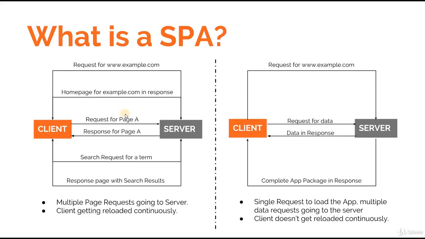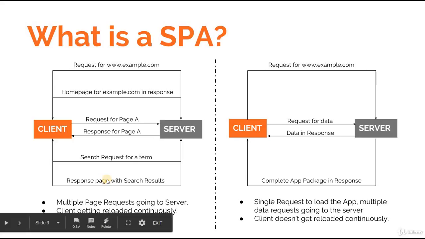Now, say there is a search bar on page A wherein the user types in a query or search term and then presses enter. Another request would go on to the server to get the search results for the query that the user has typed in, and the server would respond back with a new page that will contain all the search results for that particular query. Okay, so are you seeing a pattern here?